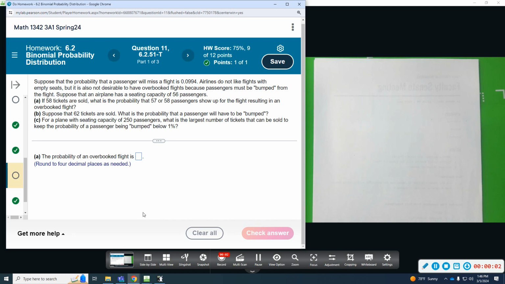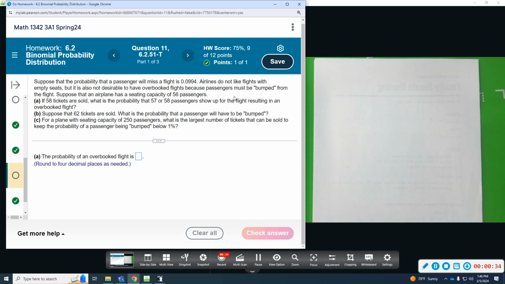All right, number 11. Suppose the probability that a passenger will miss a flight is 0.0994. Airlines do not like flights with empty seats, but they also do not desire to have overbooked flights because passengers must be bumped from the flight. So we're going to suppose that an airline has a seating capacity of 56 passengers. If 58 tickets are sold, what's the probability that 57 or 58 show up?